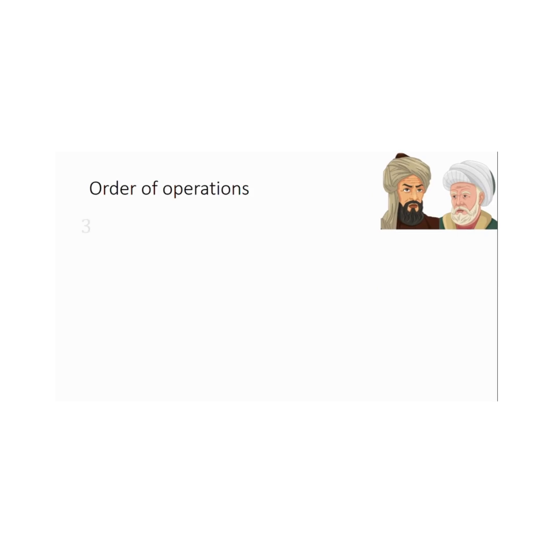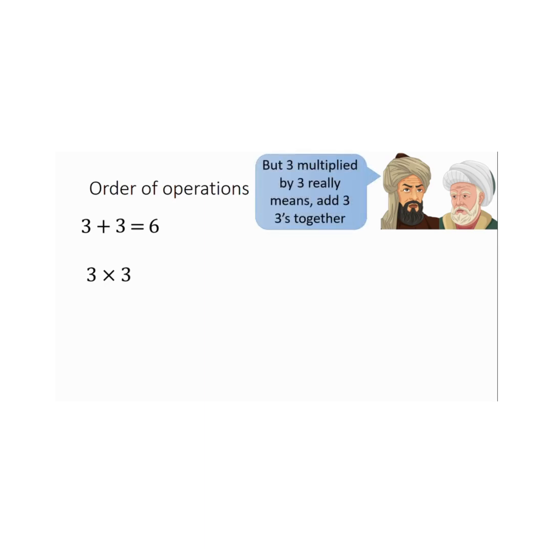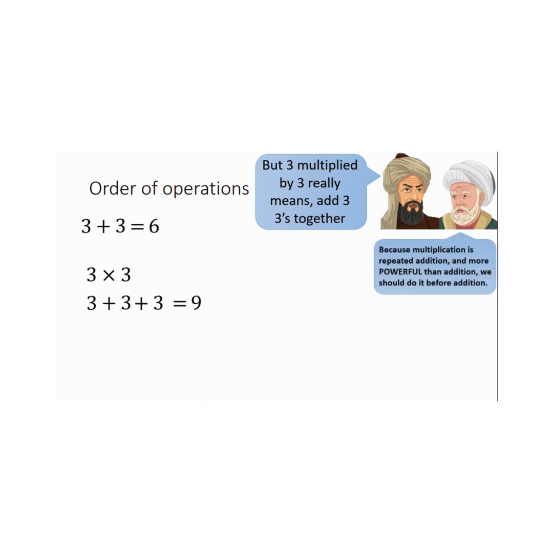Well, 3 plus 3 is 6, and 3 times 3, well, that's really saying 3 3's added together. 3 multiplied by 3 really means add 3 3's together. So 3 plus 3 plus 3 equals 9. Multiplication is more powerful. Because multiplication is repeated addition and more powerful than addition, we should do it before addition. Yes, multiplication and division will be done before addition and subtraction and be done from left to right.